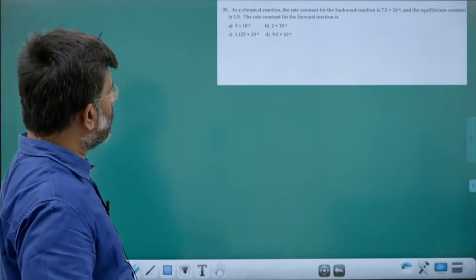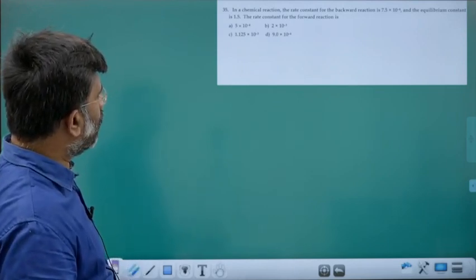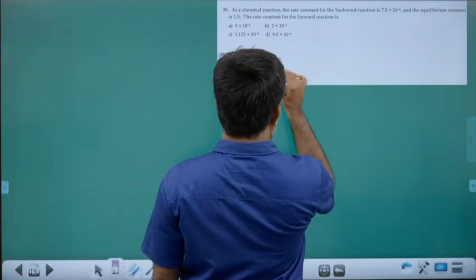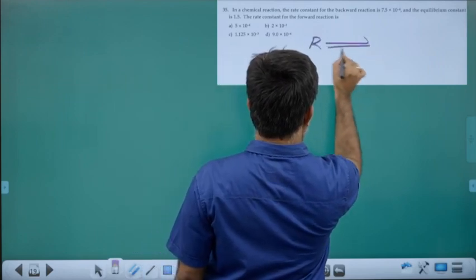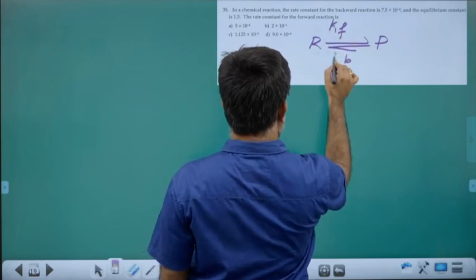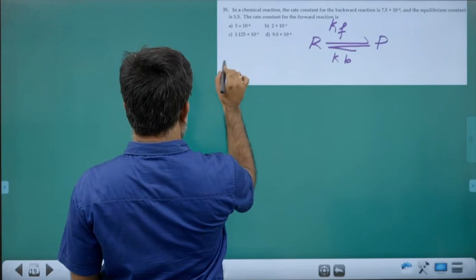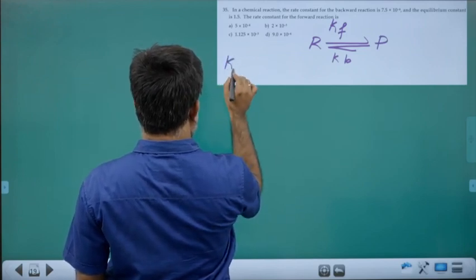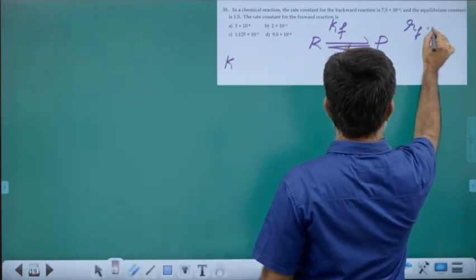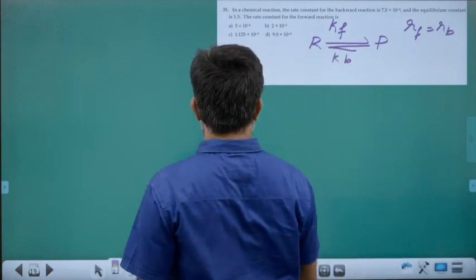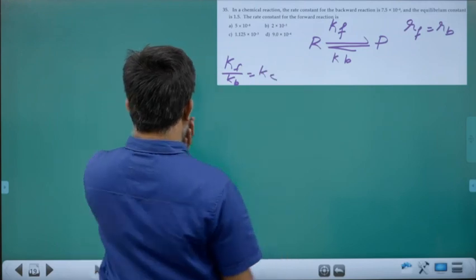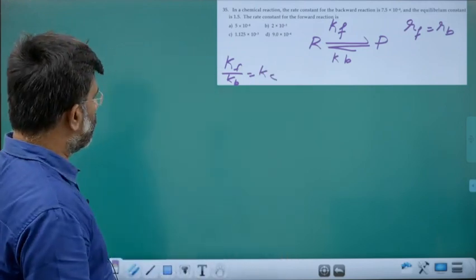In a chemical reaction, the rate constant for the backward reaction and the equilibrium constant are given; find the rate constant for the forward reaction. Listen, children, R is converted to P. This is the forward reaction, this is the backward reaction. This is KF and this is KB. And I'm sure you know, at equilibrium, RF is equal to RB. So you get KF by KB, that is the equilibrium constant KC.